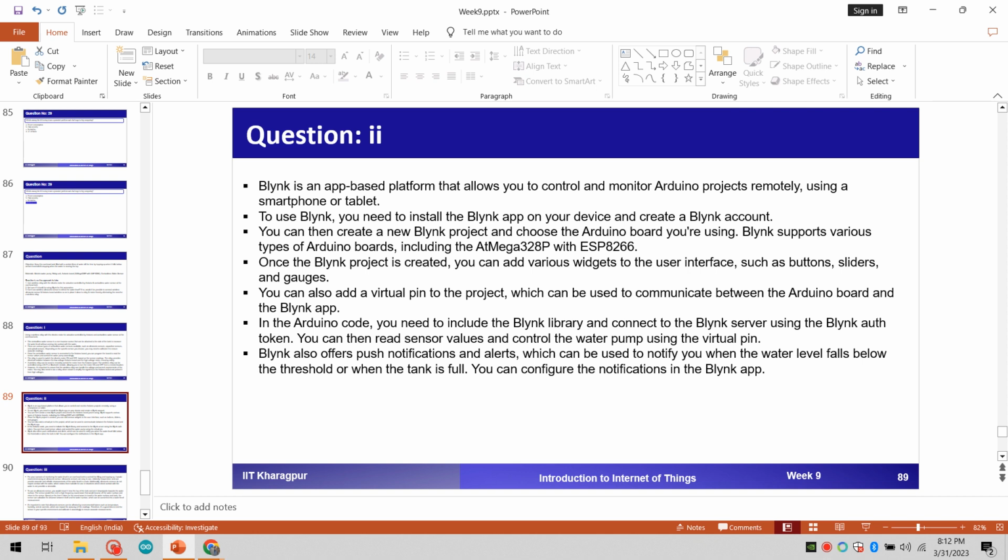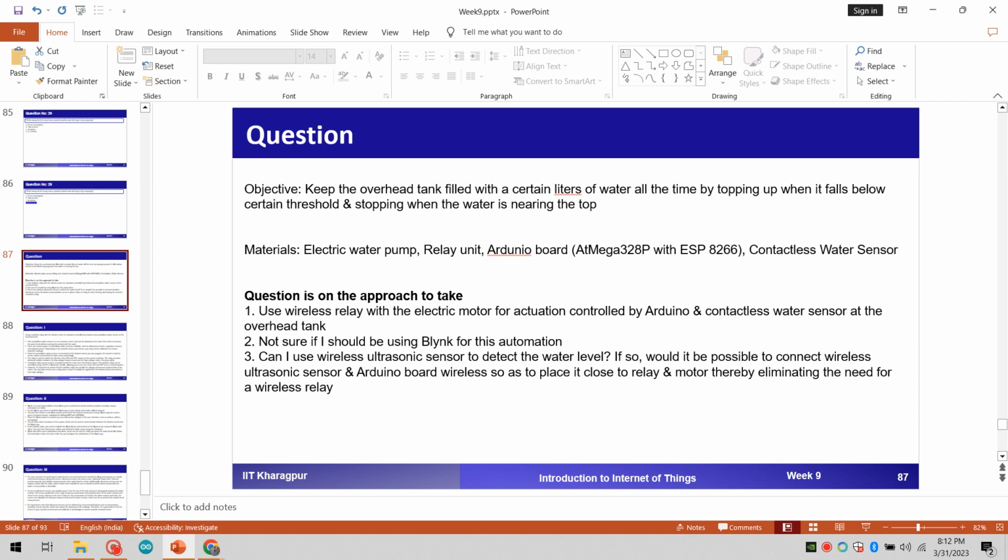Blynk can support various types of Arduino boards. In this project you can use Blynk to send push notifications or alerts to the end user related to a fall in the water level. So basically Blynk can be used in this particular project. The second question was whether he should use Blynk or not, and the answer is that Blynk can be used.